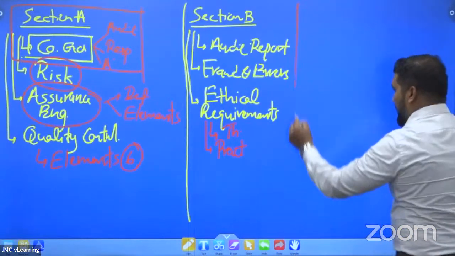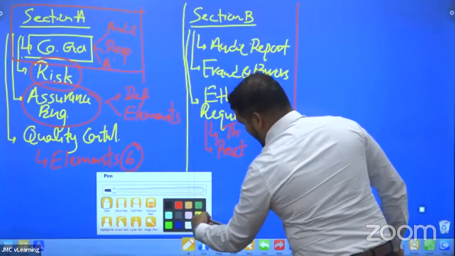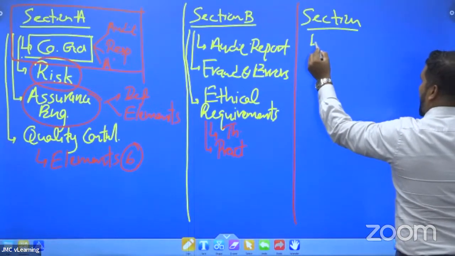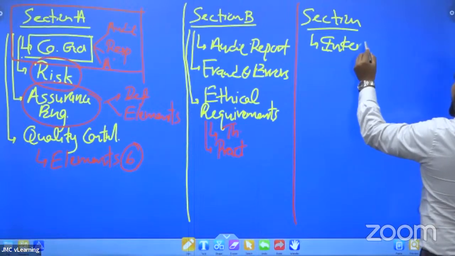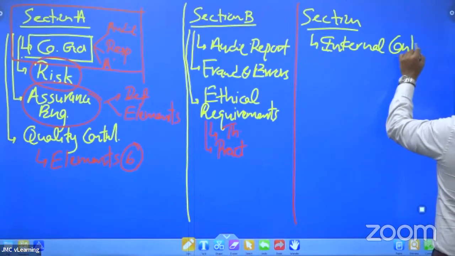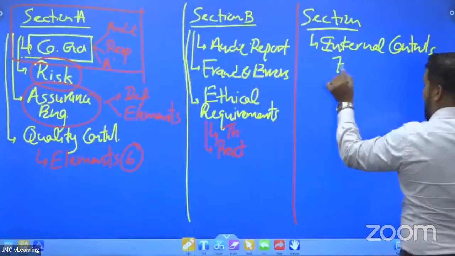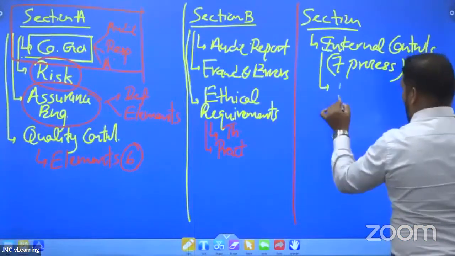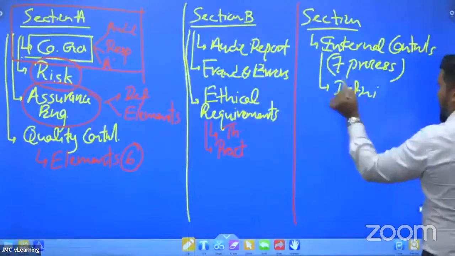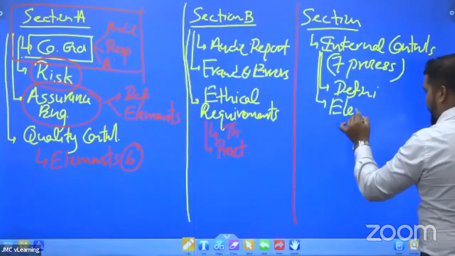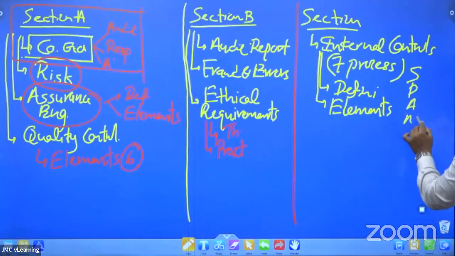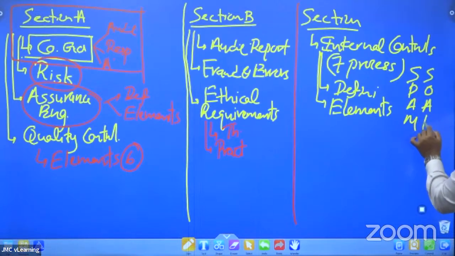Then section C: internal controls, a massive area where we have discussed 7 processes. Then we discussed the definitions of internal controls, then elements. Then we discussed SPAM SOAP. Those are the main areas where attention needs to be devoted.